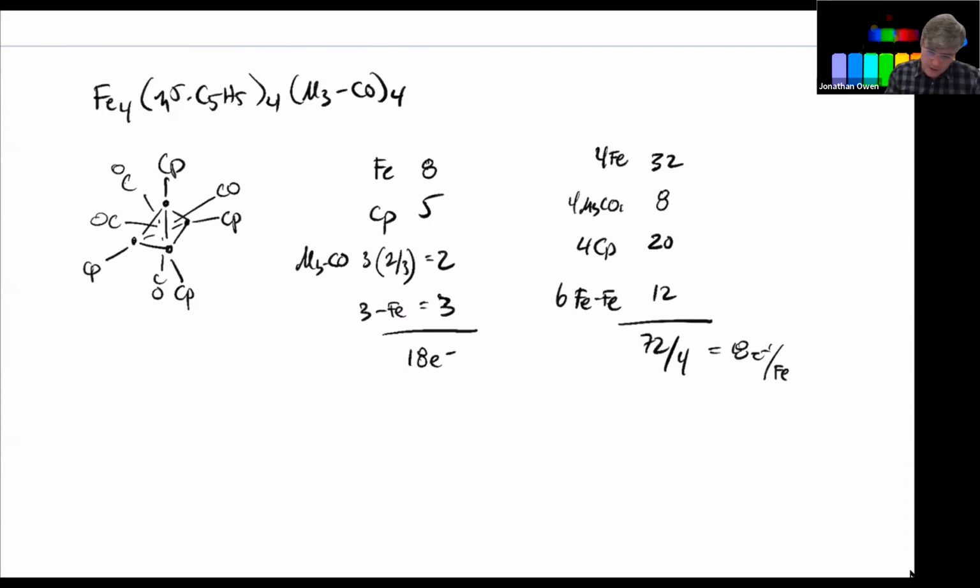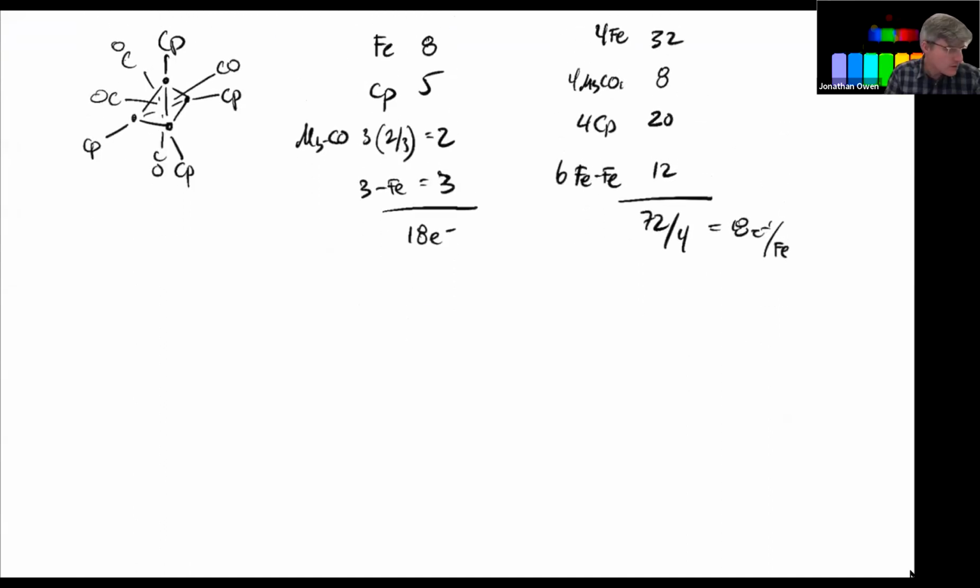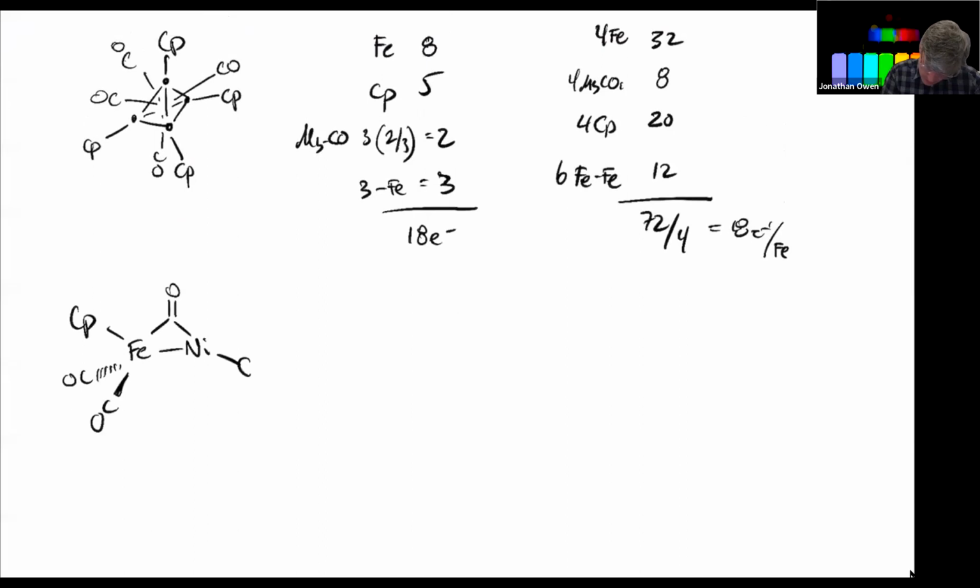All right, let's do another example. This time, however, it's going to be an asymmetric example. So we've got here this iron-nickel complex. So when things are asymmetric, you got to be a little bit more careful to decide who owns what. Okay, so let's do them together.